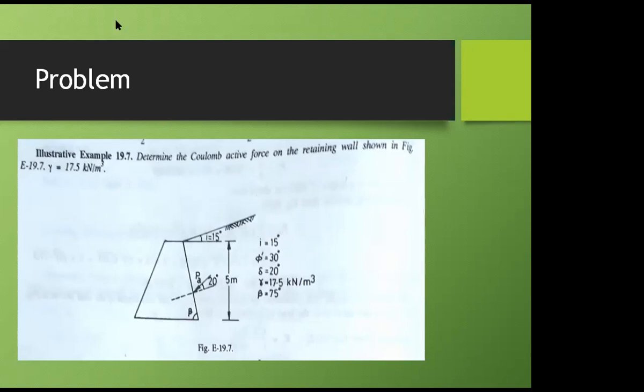What is that you need to calculate? What is unknown for you? PA, ma'am. PA, right? So can anyone tell me the formula for PA? Half gamma h square Ka. Of gamma h square Ka, right? So Ka formula, can anyone tell me the formula for Ka?